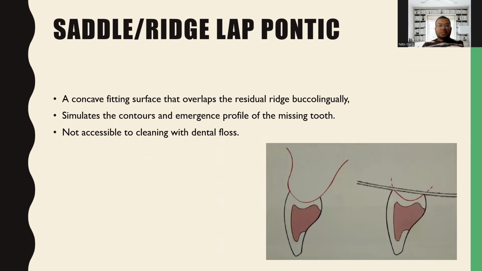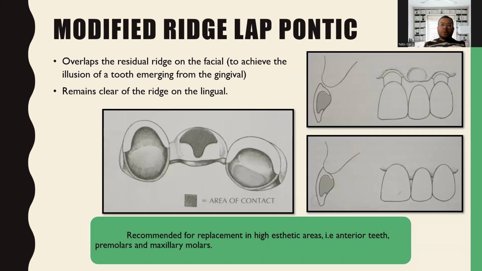Now coming on to the saddle or ridge lap Pontic type, it has a concave fitting surface that overlaps the residual ridge buccolingually. It simulates the contours and emergence profile of the missing tooth, and it is not accessible to cleaning with floss. So hygiene is not that much possible in this type of Pontic. I think you guys might appreciate this in the diagram. This is the ridge lap Pontic, where it covers the facial and lingual residual ridge on both sides. Coming on to the next, it's the modified ridge lap Pontic.